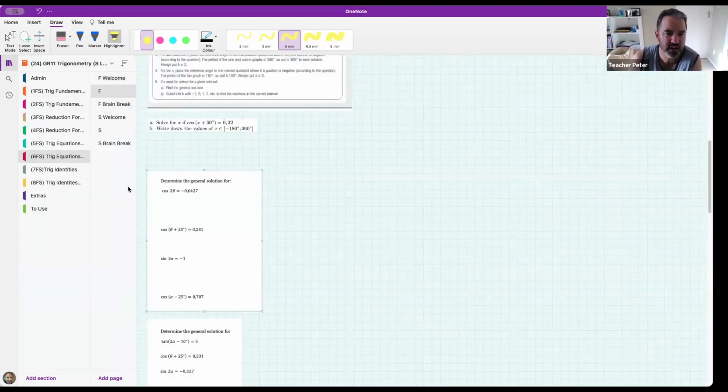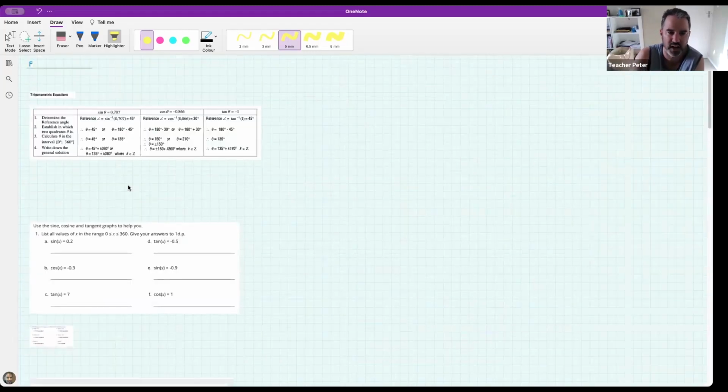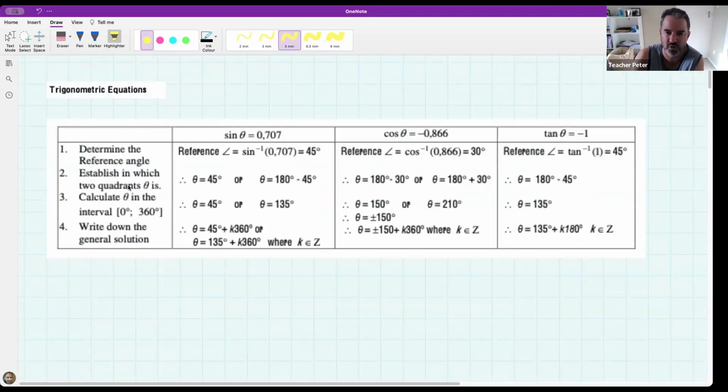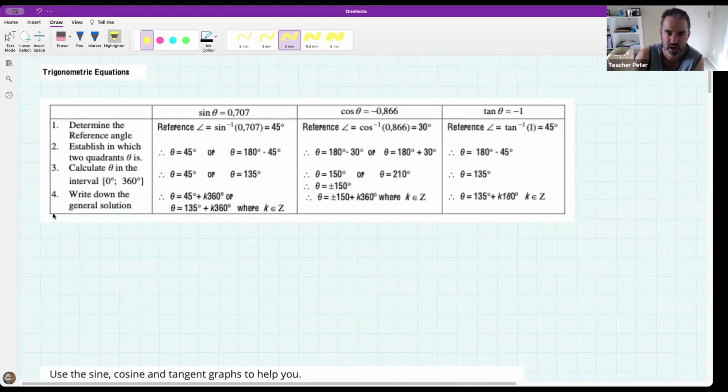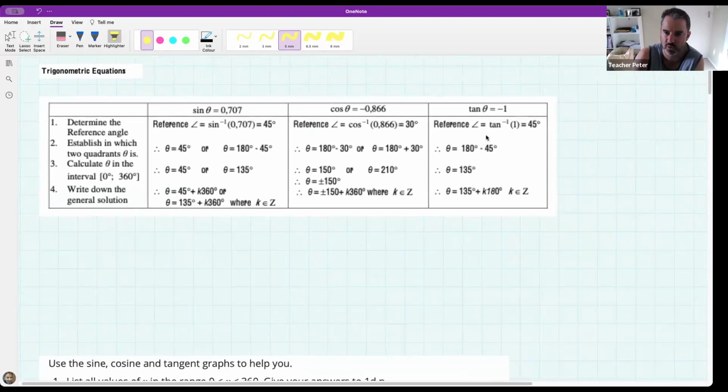Okay. Well, in the last lesson, we were talking about solving trig equations. And so I just want to go over the method we used before we go into some revision, and then we're going to do some slightly harder ones. So this is what we did in the last lesson.